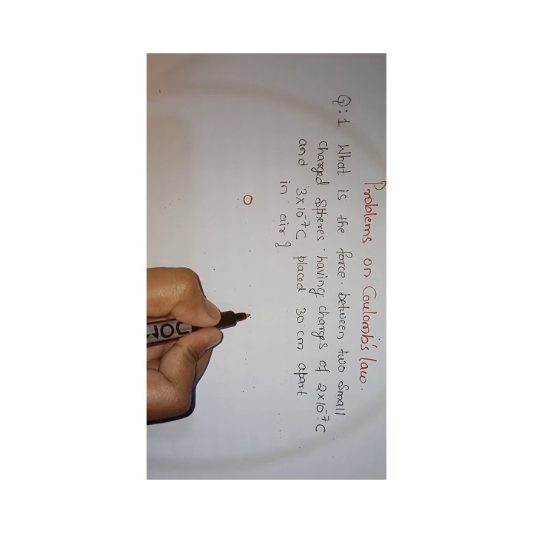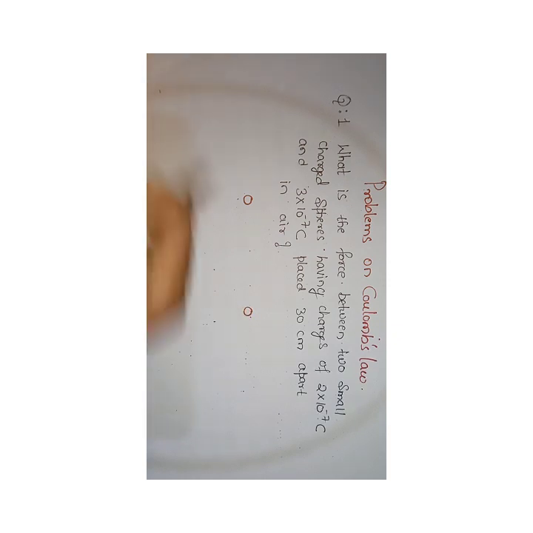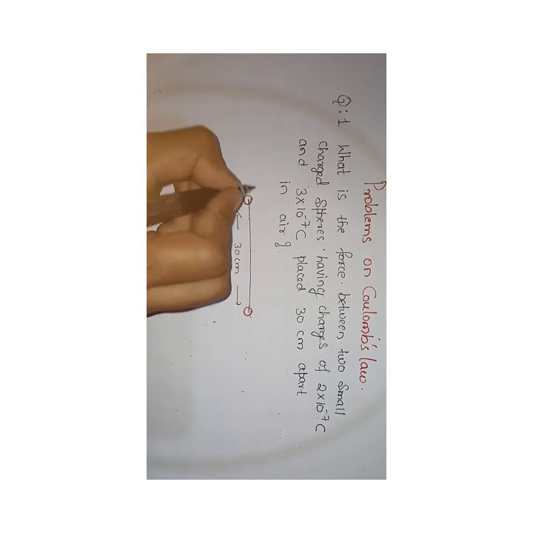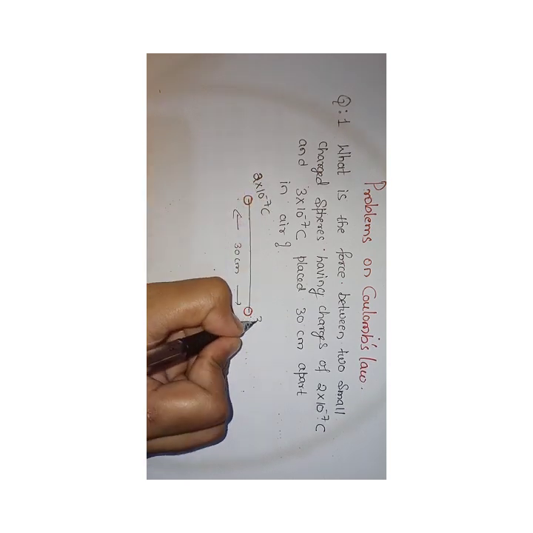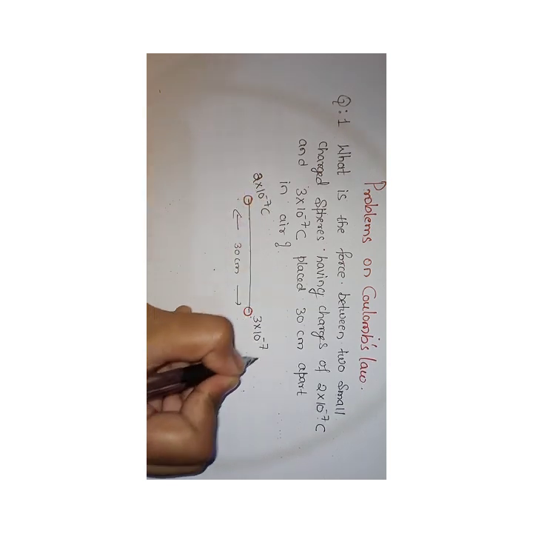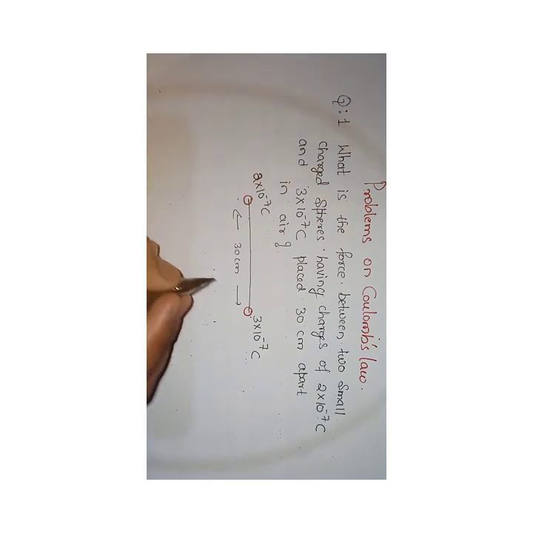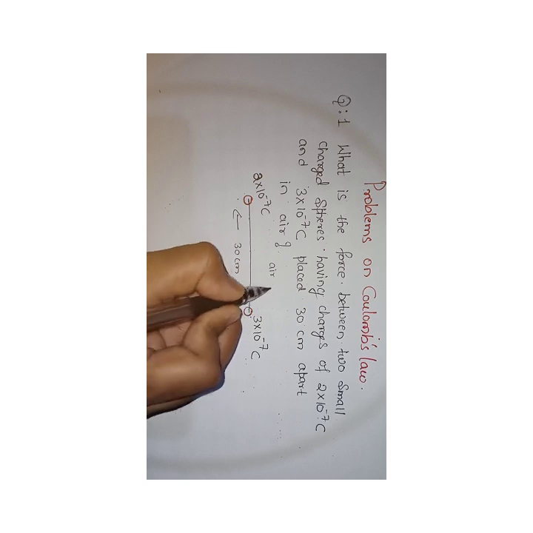Placed 30 centimeter apart. That means two charges are kept like this, and the distance between them they have given here, 30 centimeter apart. So this is the first charge, 2 × 10^-7, and the second one is 3 × 10^-7 coulomb. And where is it placed? In air medium. So here the medium is air.